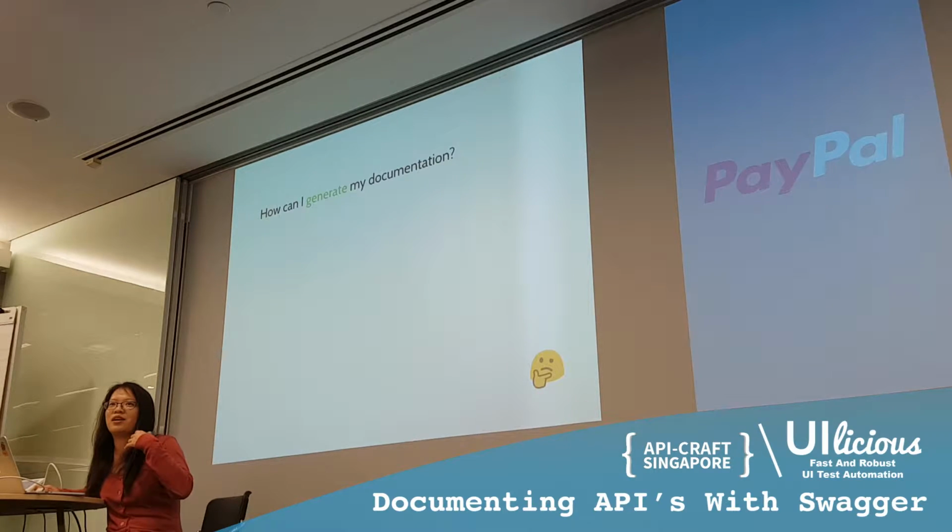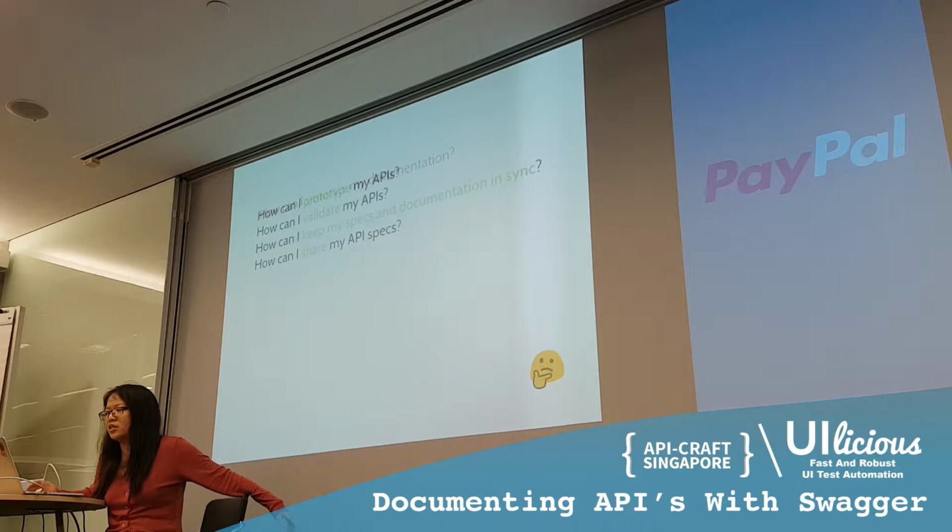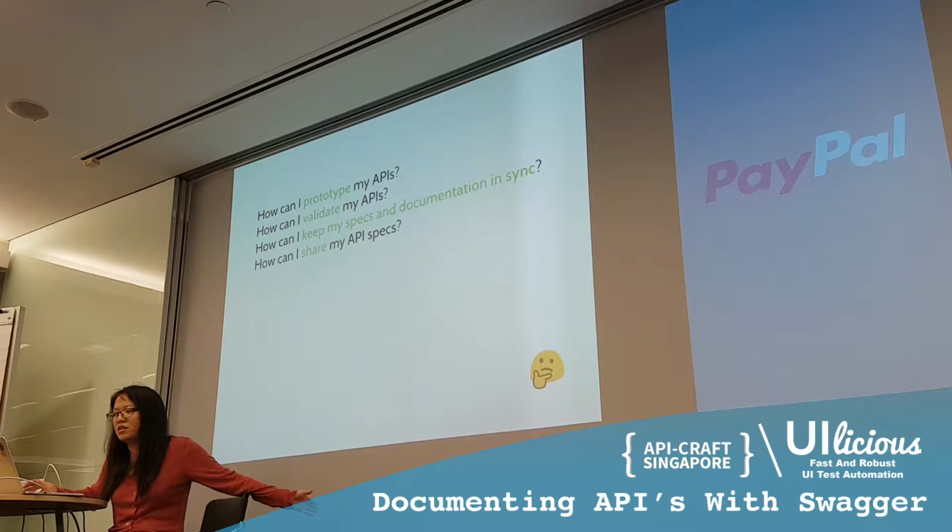So when I went down this rabbit hole, initially I was just asking how can I generate my documentation, but I found that if you have a framework for describing your API that allows the discovery of your APIs by machine, then you can ask more questions. How can I prototype my API? How can I validate my API? How can I keep my specs and my documentation in sync? How can I share my API? So now there's a lot more things you can do with this framework.